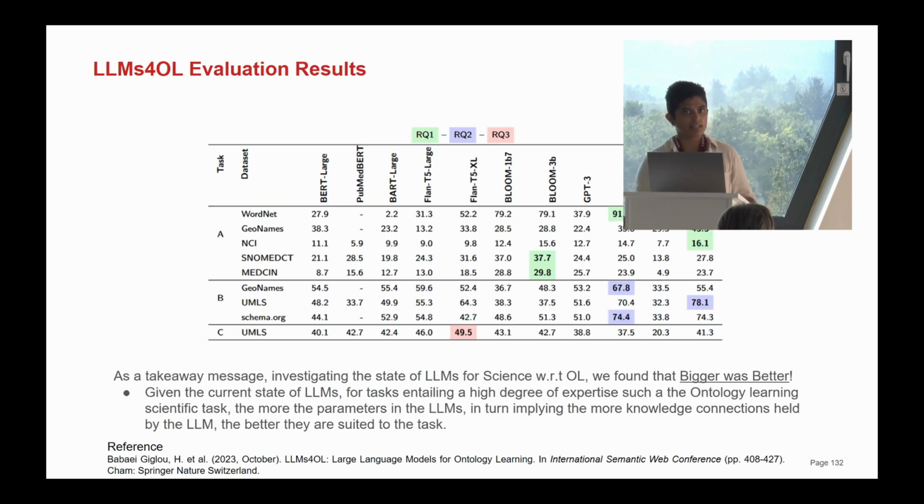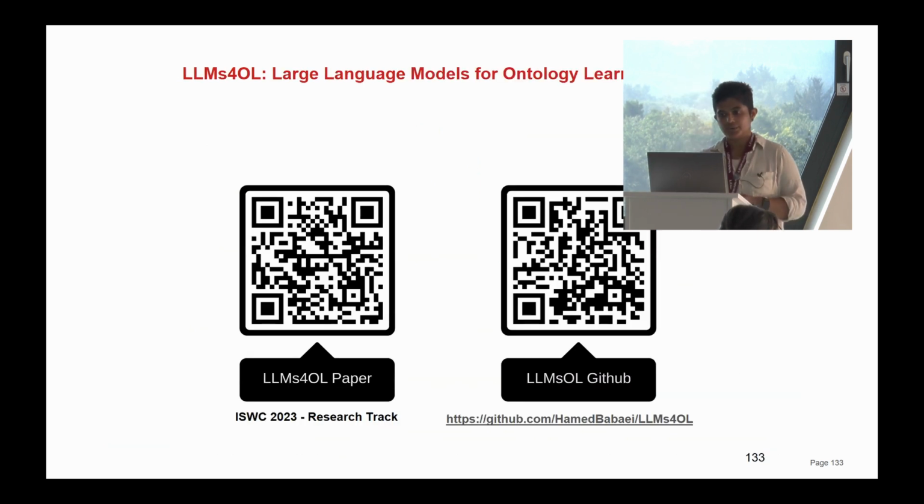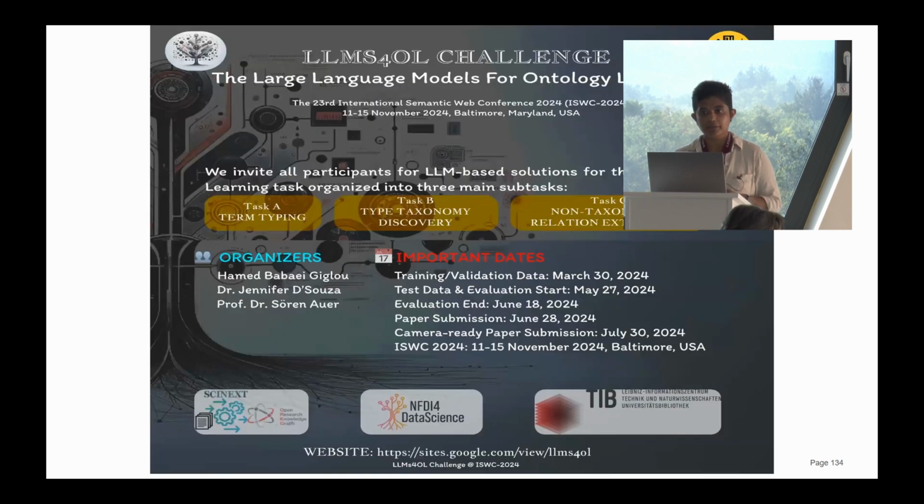So here as a takeaway message, at the time we found bigger was better. So the bigger the LLM that we applied to the problem, the performance boosted given the number of parameters in the model. So this is basically links to the paper.